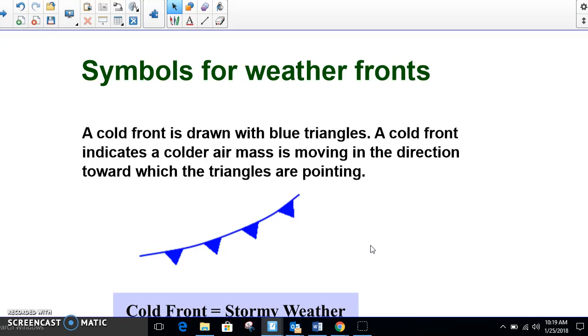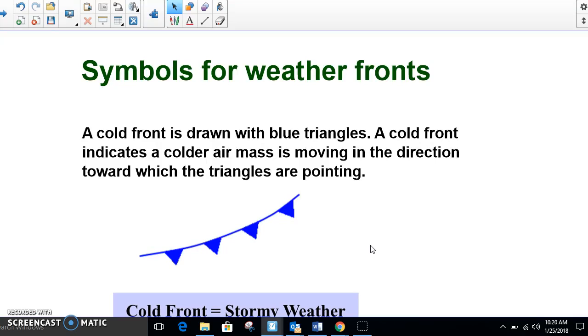So today we're going to talk about our weather symbols for fronts as we get deeper into our weather lessons. So as you can see, symbols for weather front. So let's start with the cold front. Now cold fronts are normally drawn in blue on the weather map, and it is signified by a blue line with some triangles on it.